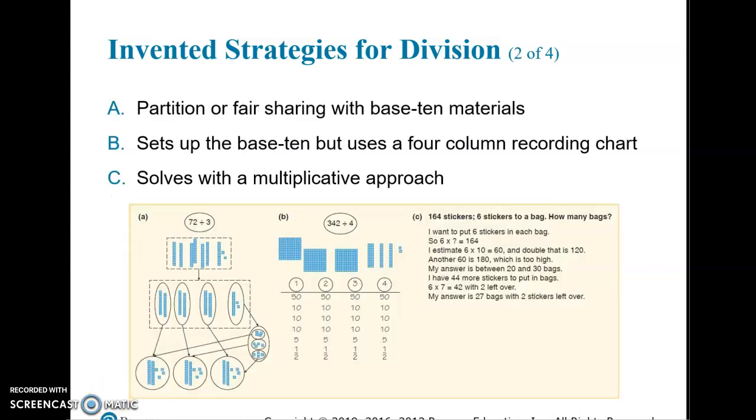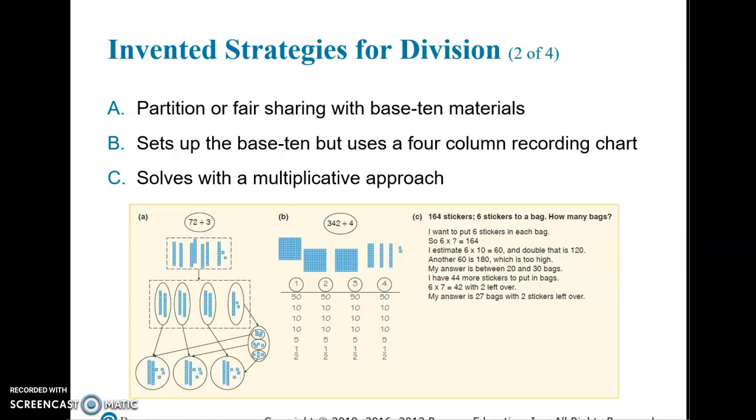In illustration A, 72 divided by 3 using base 10 materials in the sharing process. When no more 10s can be distributed, a 10 is traded for 10 ones. Then the 12 ones are distributed, resulting in 24 in each set. The direct modeling approach with base 10 materials is easy to understand.